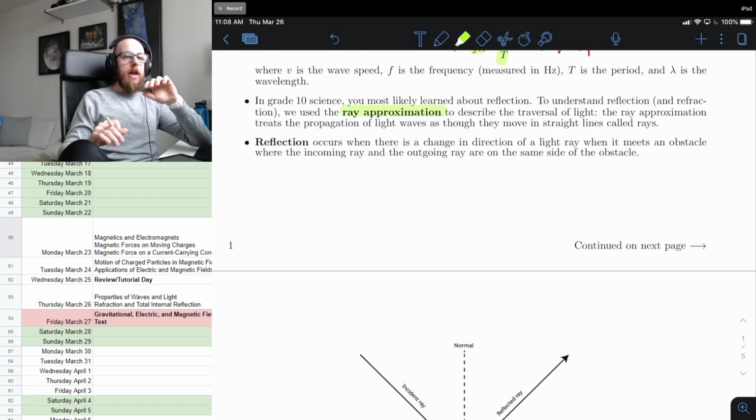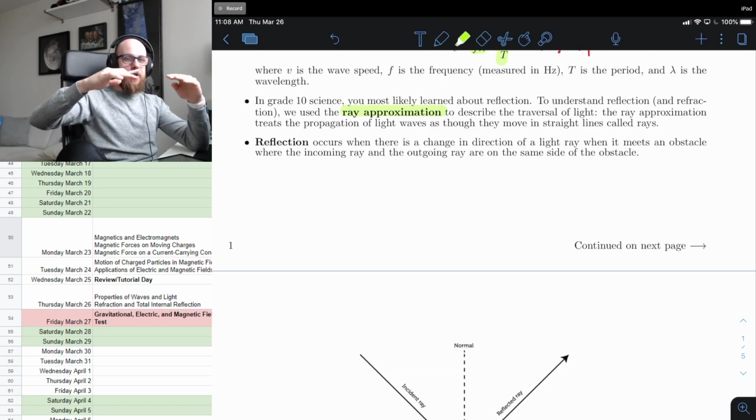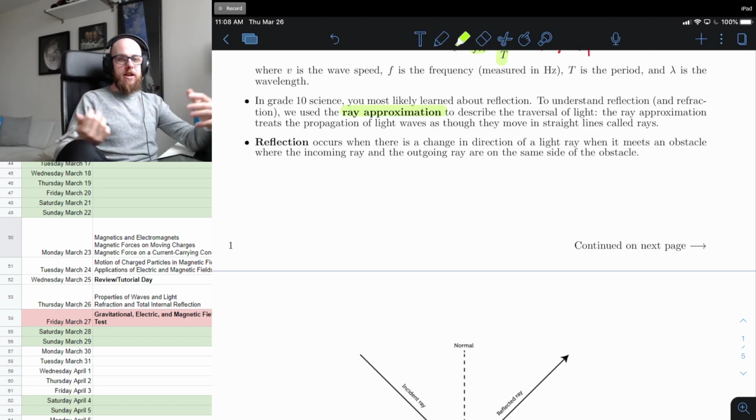Back in grade 10 when you were learning all these optics concepts, you probably drew a whole bunch of diagrams, like if a ray passes through the focal point of a mirror it reflects like this, or if a ray passes between the boundary of two media, it'll refract in a certain way.